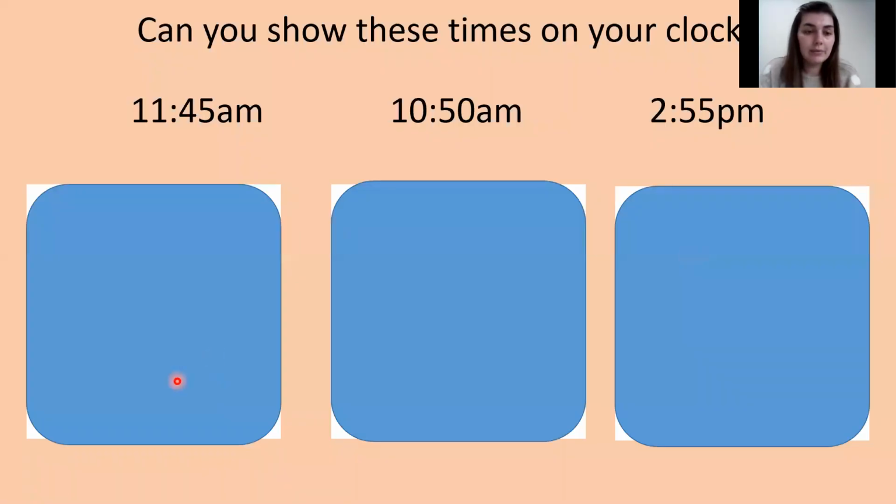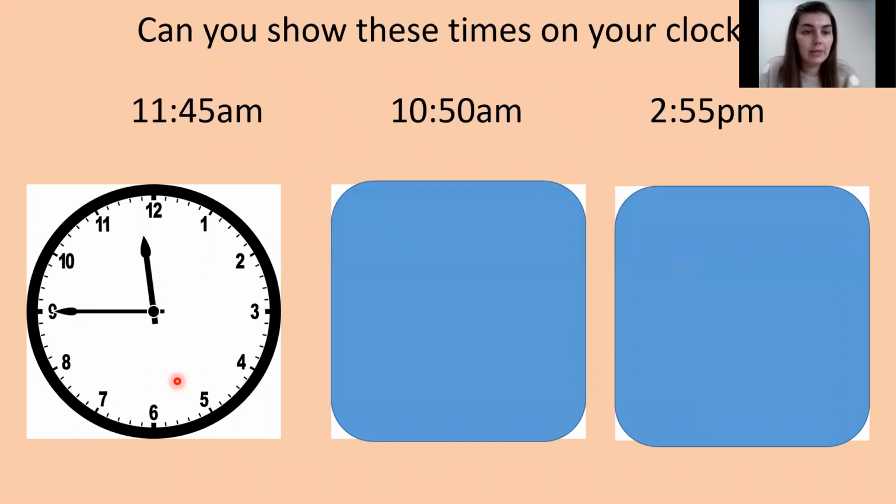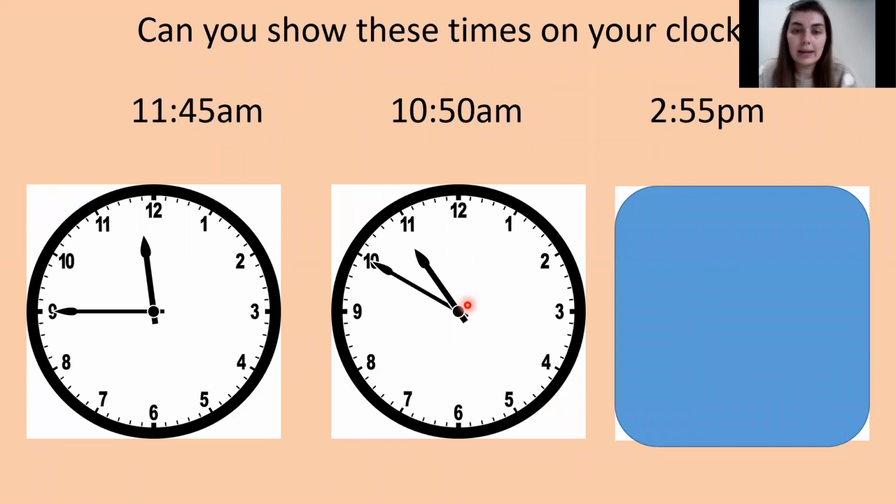So hopefully your 11:45 clock looked a bit like this. So our minute hand is on the 9 and we know that's 45, and then our hour hand is just before the 12. Your 10:50 a.m. clock should have looked something like this. So again, our hour hand is very close to the 11 but not quite on it, and we know that there is 10 minutes to 11 o'clock, or if I count round I can double check it is 10:50 by going 5, 10, 15, 20, 25, 30, 35, 40, 45, 50.